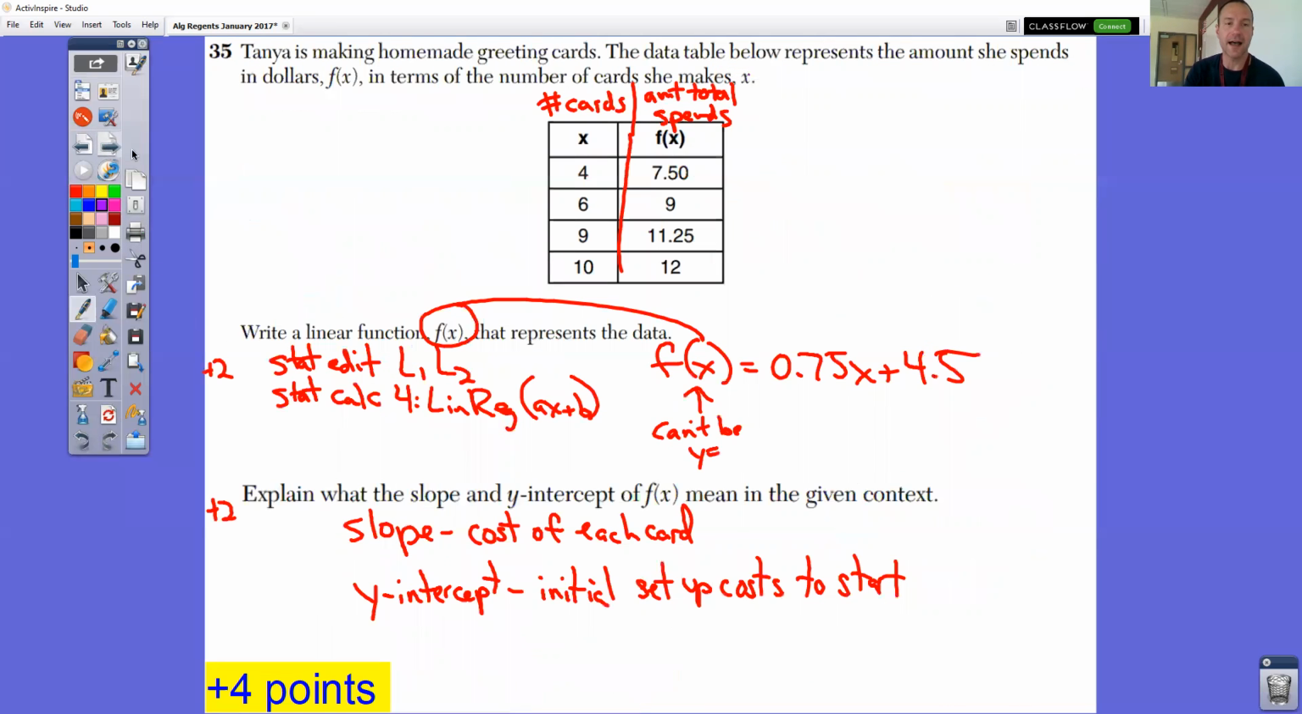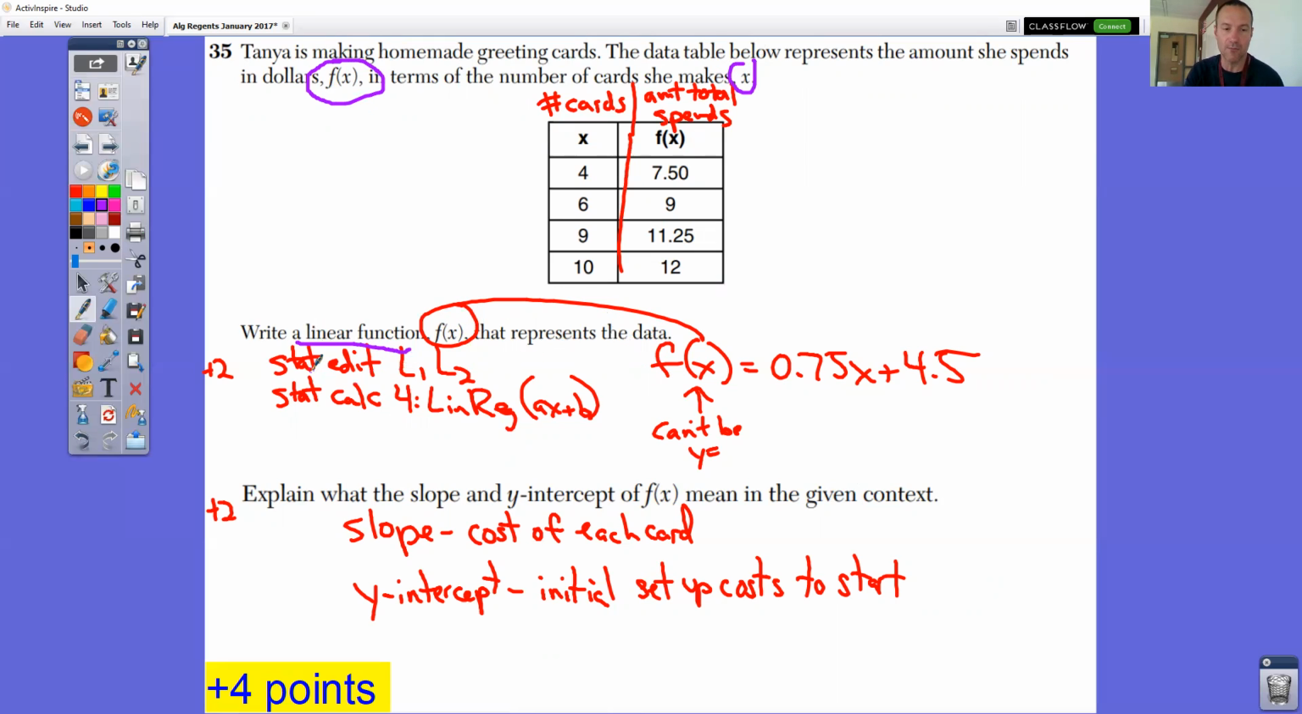In question number 35, Tanya is making homemade greeting cards. The data table represents the amount she spends in dollars, the f of x, in terms of the number of cards she makes, x. So this is the number of cards, this is the amount that she spends. Write a linear function, f of x. We have to have f of x, we can't say y. Anytime they give you something like that, you have to use it.